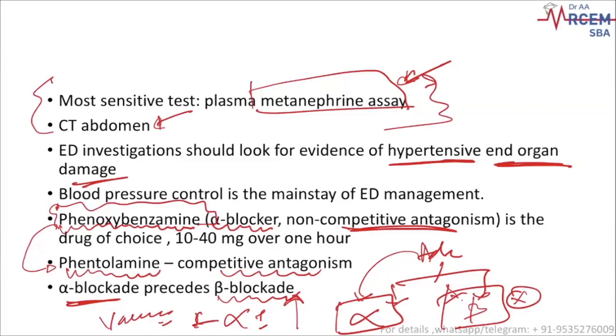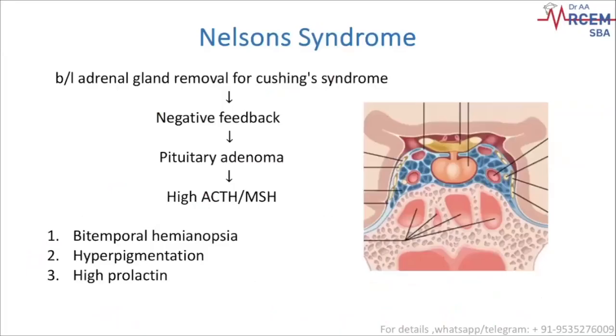From an emergency point of view, look out for high blood pressure associated with end organ injury. If present, treat the high blood pressure. The preferred drug is phenoxybenzamine. If that is not available, you need to give phentolamine. Never give a beta blocker before an alpha blocker.